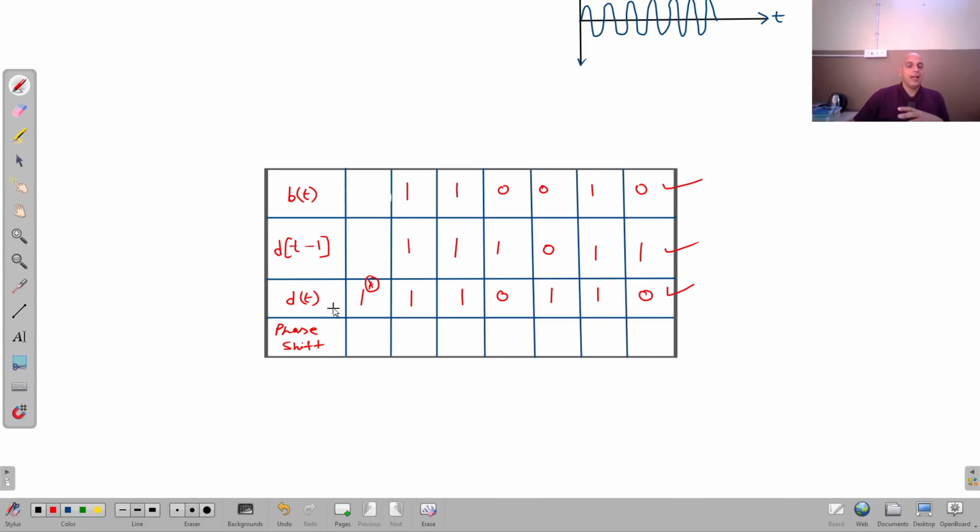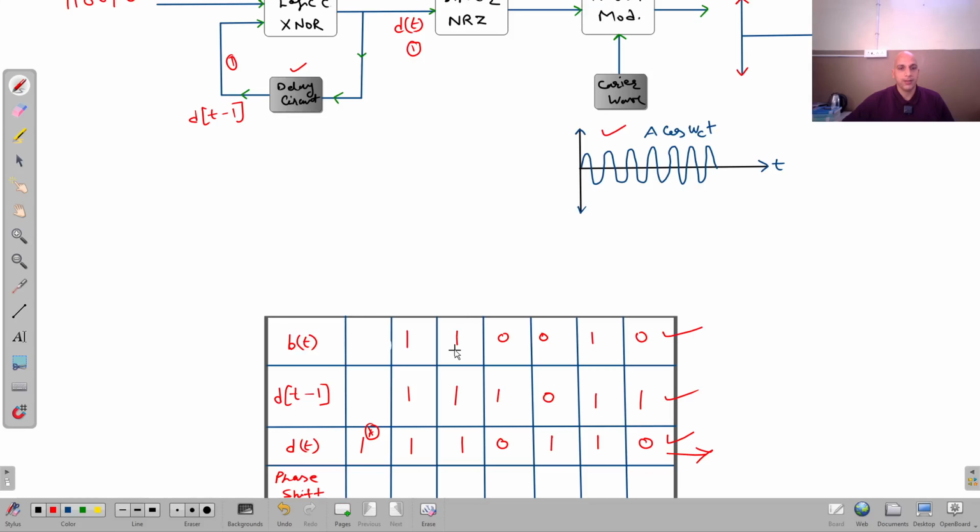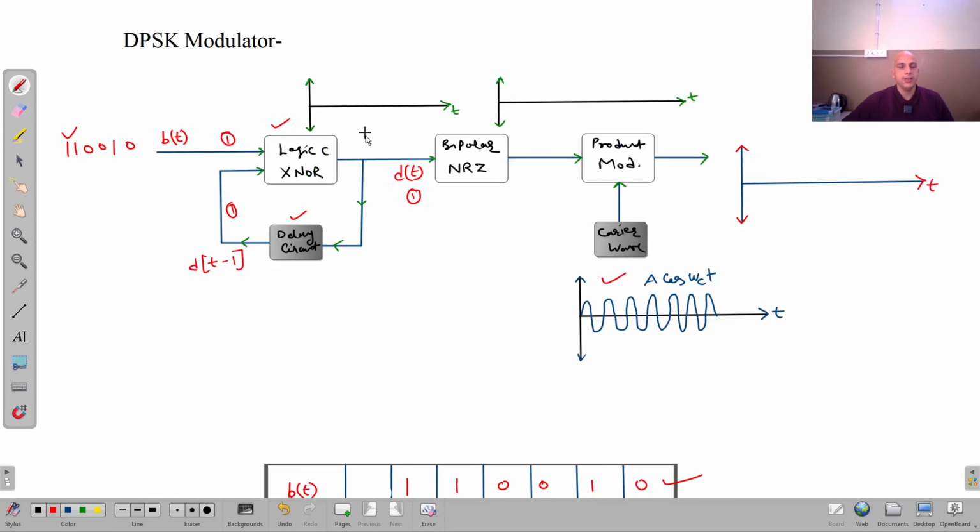So now I have a new bit stream that is represented by this, and this bit stream is generated by comparing with the 1 bit delay, taking the XNOR operation of the present bit and the previous bit. Now I am going to generate this bit stream, d(t), in this format here.